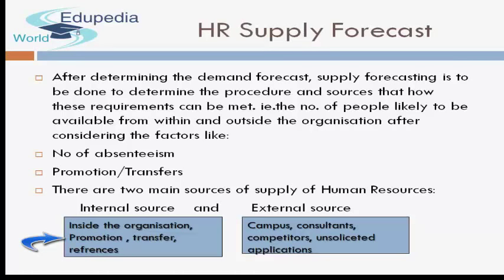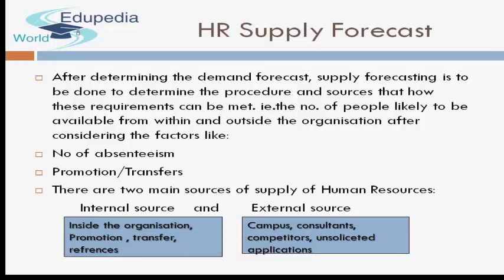When we say internal source, it means from within the organization, like promotion, transfer, and references. Promotion and transfer are very common, and I'm sure you are aware of these terms. References means that a referral system is used: references are taken from the employees, you ask these people to come for an interview, and if they're selected, they are placed in the organization. External sources could be campus, consultants, competitors, and unsolicited applications. Campus basically means college campuses. If you're getting applications in the drop box of your organization, you can pick up employees from that.